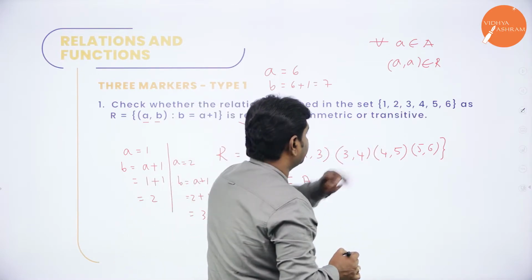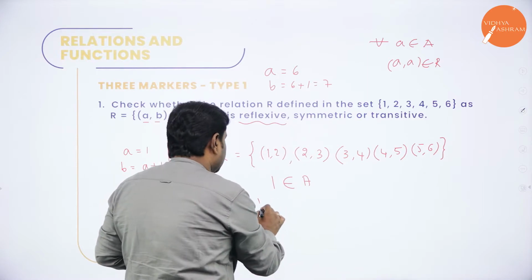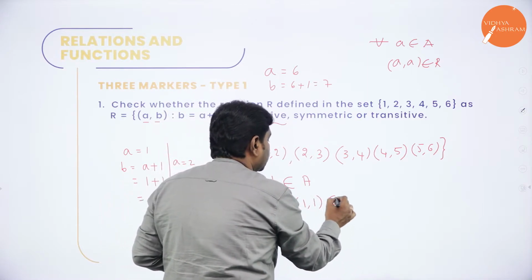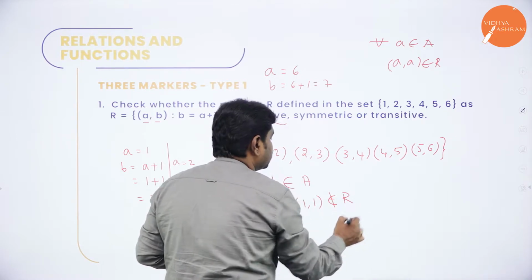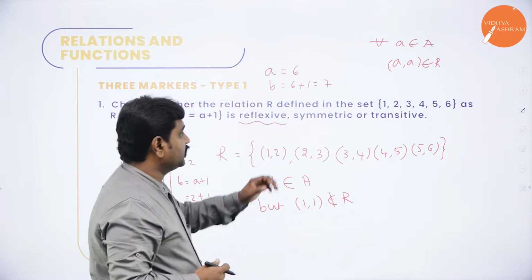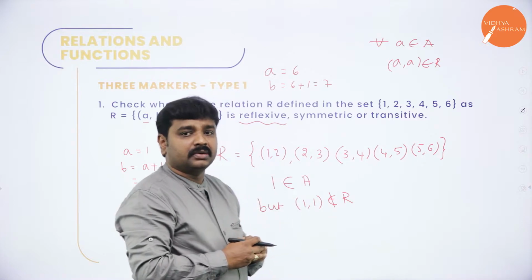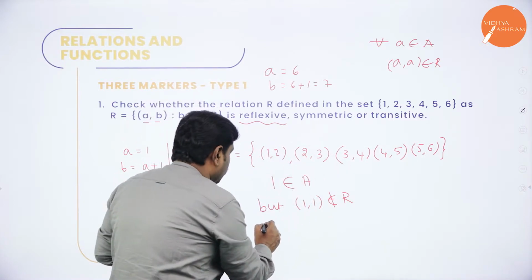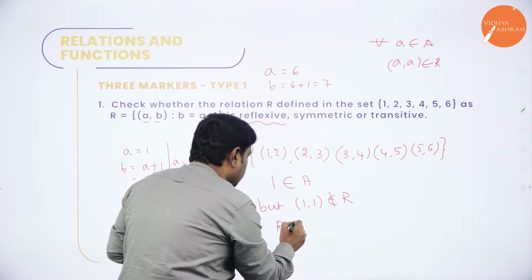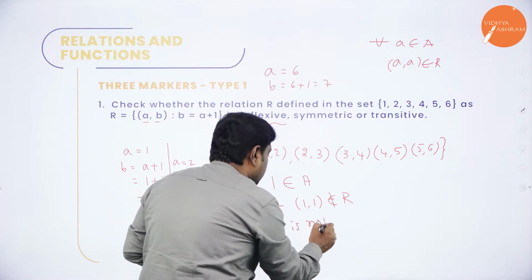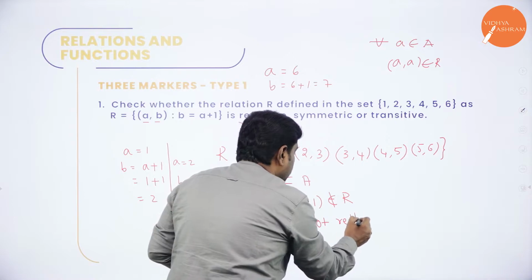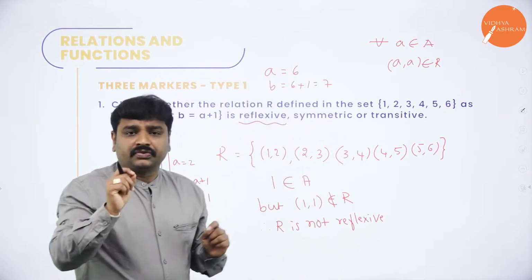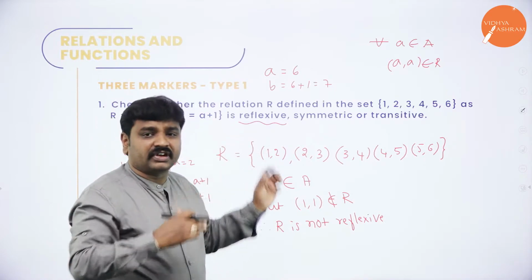In the given set, 1 belongs to it, but (1, 1) does not belong to R. So (1, 1) is not in the relation. In the set we have 1, but (1, 1) is not present in the relation. Therefore, R is not reflexive. Please understand, we disproved it. If you want to prove it is not reflexive, give an example.